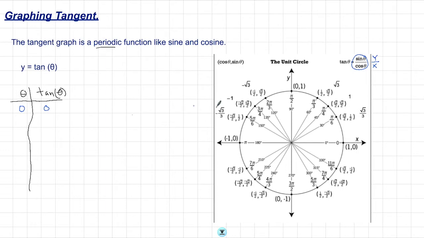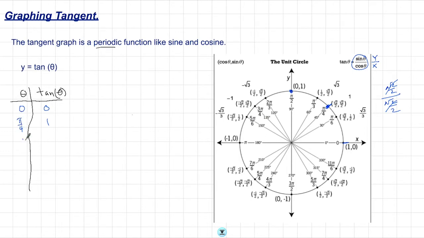Okay, let's move to here. Let's do that at each of these increments. So we'll go to this value, root 2 over 2 over root 2 over 2. When we have the same number over the same number, these values basically just cancel, and that's equal to 1. So that's at pi over 4.